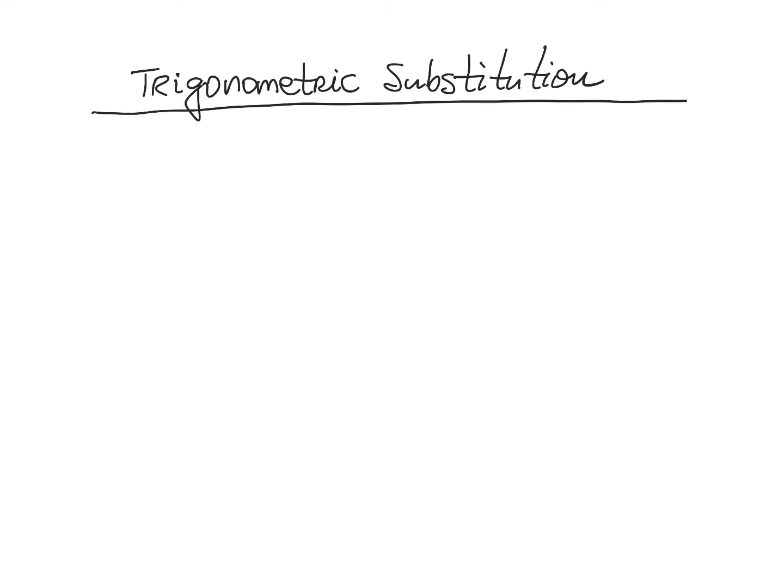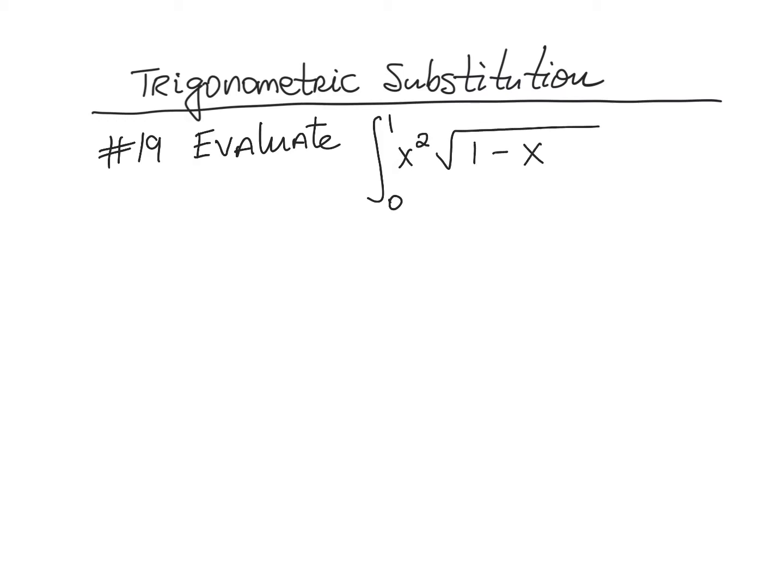In this video, we're going to look at an example of using trigonometric substitution to evaluate a definite integral. So let's evaluate the integral from 0 to 1 of x squared times the square root of 1 minus x to the 6.